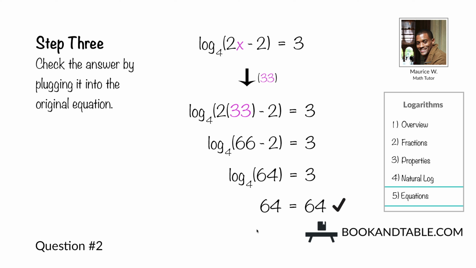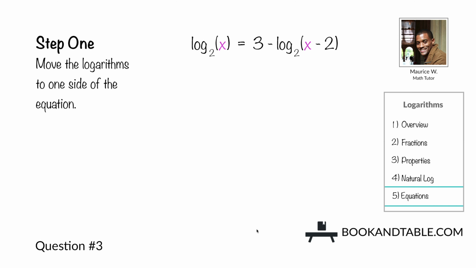So that is the answer to question number 2. Let's now have a look at question number 3. We are given log base 2 of x is equal to 3 minus the log base 2 of x minus 2. Step 1, we want to move the logarithms to one side of the equation.